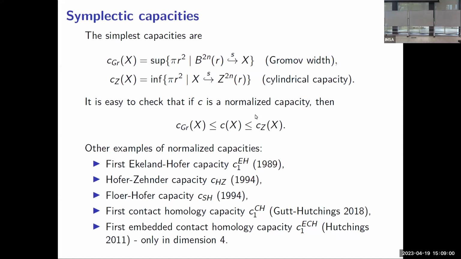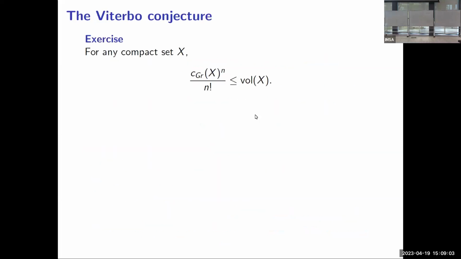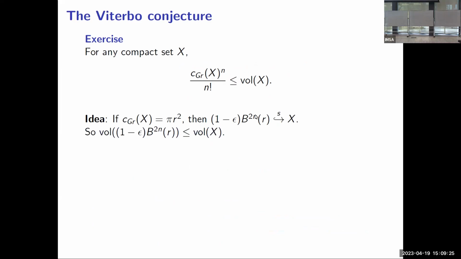But I want to talk about a specific conjecture about capacities, which is due to Viterbo. So first of all, notice that this is a simple calculation. If you have a compact set, then the Gromov width satisfies a very simple inequality. And this is just because a symplectic embedding is a volume preserving embedding. So you can just compute the volume of the ball, which is basically (pi r squared) to the power n over n factorial. So that will give you this inequality.